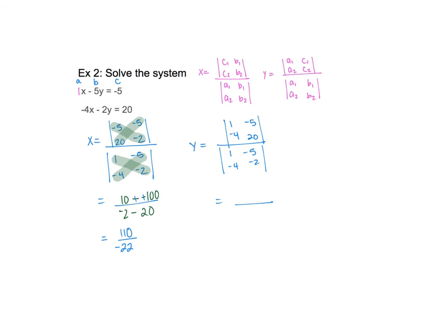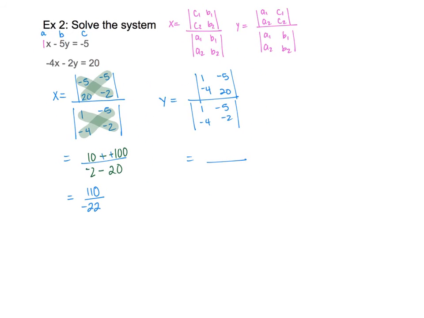So if I work this out, 110 divided by negative 22 gives me negative 5. So x here is equal to negative 5 for the first one.